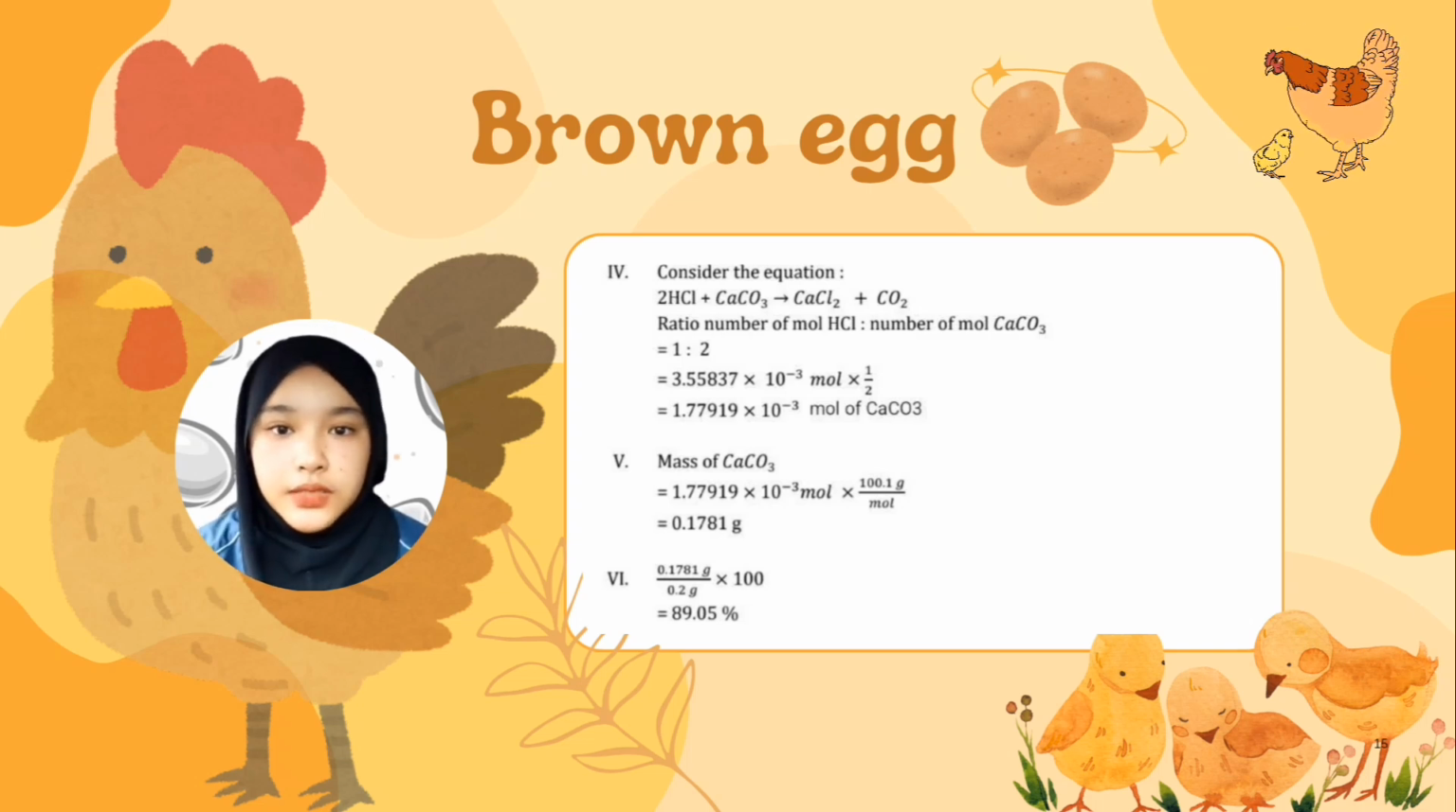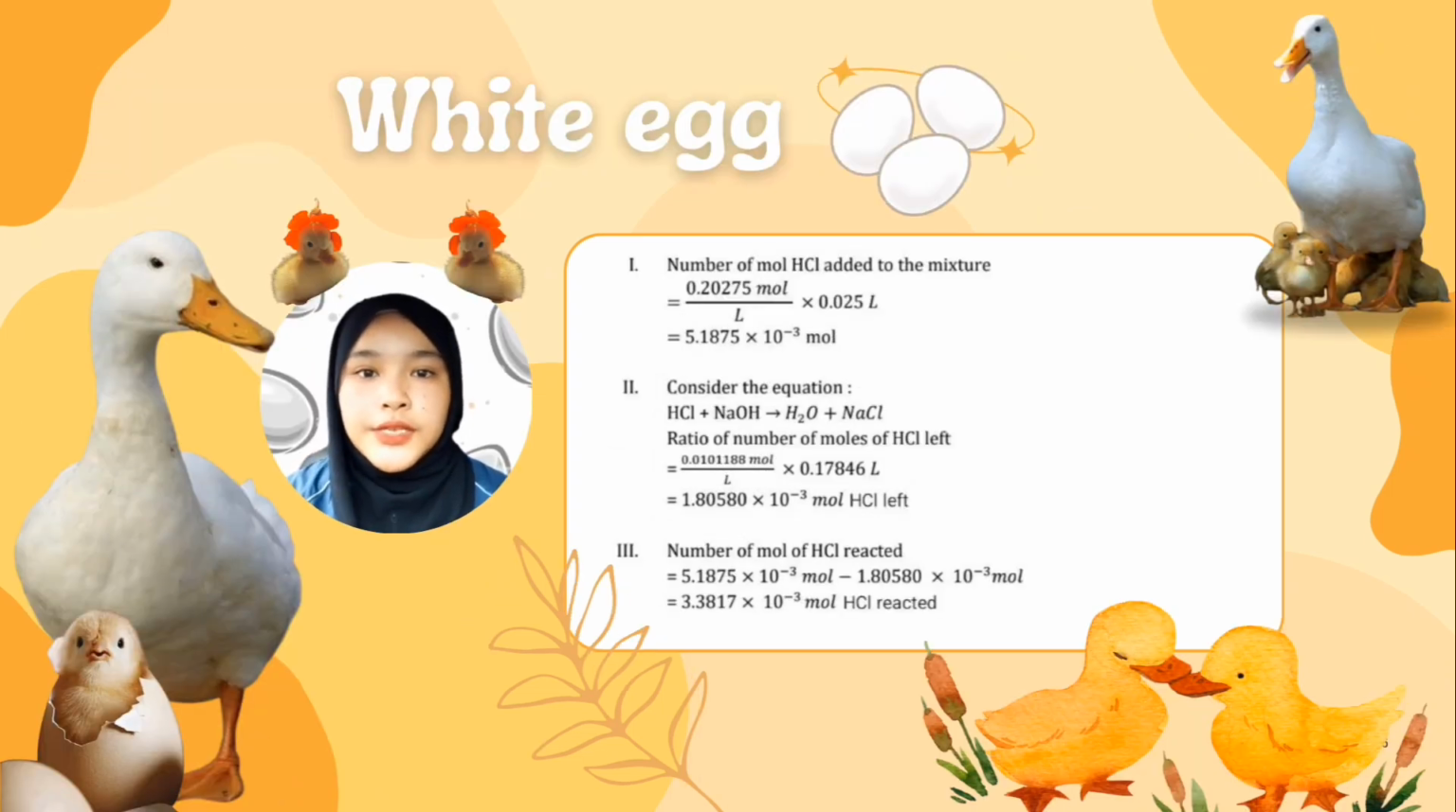Fifth step is to find the mass of calcium carbonate. We can calculate this by using the moles of calcium carbonate, which is 1.77919 × 10⁻³ mole, multiplied with the molar mass of calcium carbonate, and we will get the mass of calcium carbonate as 0.1781 gram. Last step is to take the mass that we obtained in the previous step, divide it by 0.2 gram and then multiply by 100 to get the percentage. By the way, the 0.2 gram is the mass of the eggshell. The percentage that we obtained in the brown eggshell is 89.05%.